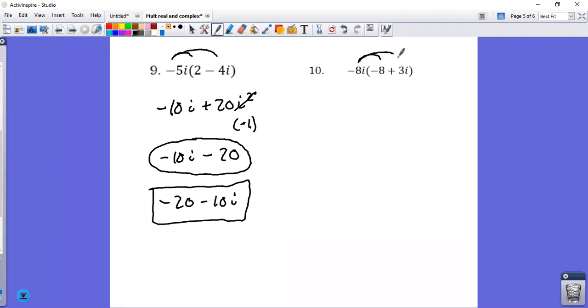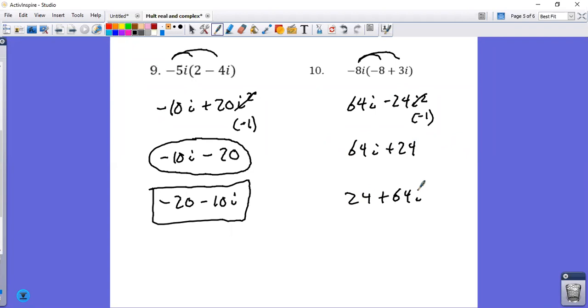All right, and then negative 8i times negative 8 would be 64i. Negative times negative 3 would be a negative 24i squared, which again is negative 1, which would make that a 64i plus 24, or 24 plus 64i. And be careful, make sure that i stays with the 64 when you switch it around. Don't choose the multiple choice one that says 24i plus 64. Be careful about that, or it just moves the i to the wrong one.